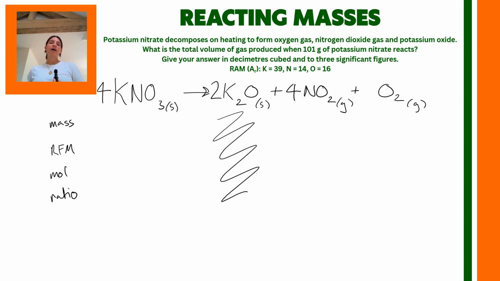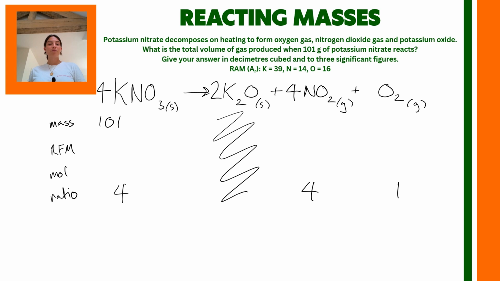And I've just scribbled out that column there for my potassium oxide because it's not going to be involved in my calculations. So let me put in some ratios here first. I'm using the big numbers, the big factors in front of my various things here. So 4 for my potassium nitrate, 4 for my nitrogen dioxide gas, and 1 for potassium oxide. That's the ratio in which these things are produced.